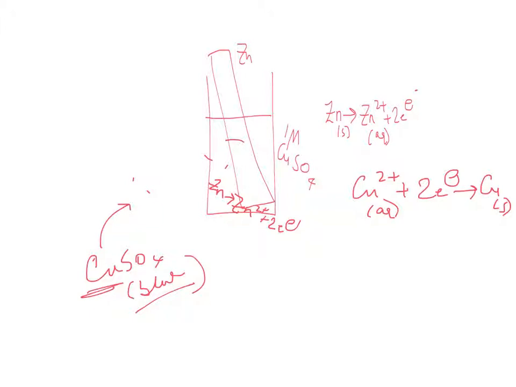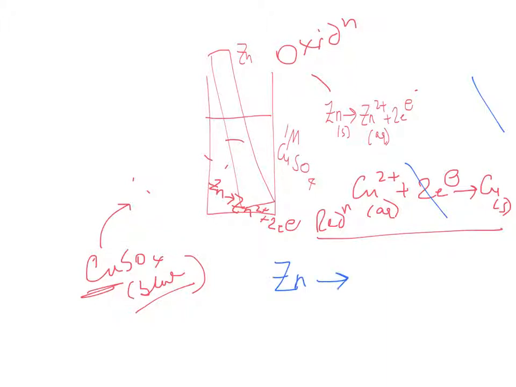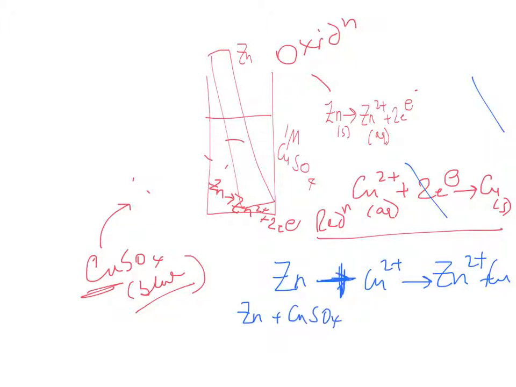So your overall reaction, if you add these two, the oxidation half and the reduction half, to get the redox, you can hopefully see that the 2 electrons are going to cancel off each other and you're going to end up with Zn plus Cu2+ gives you Zn2+ plus Cu. And so sulfate, of course, is a bystander ion. You can even write this as zinc plus copper sulfate gives you zinc sulfate and copper.